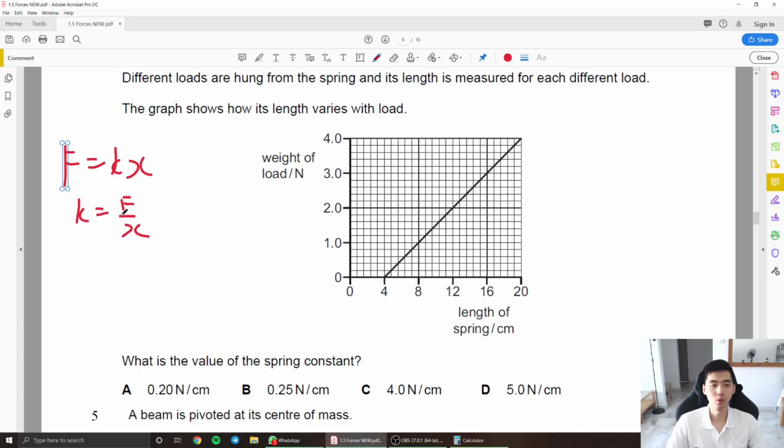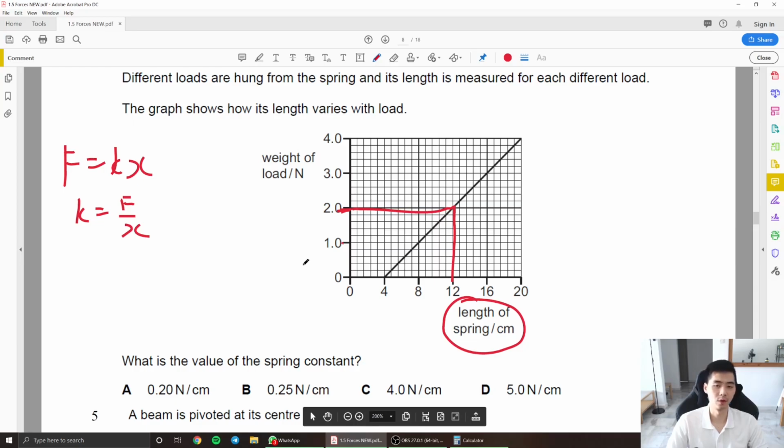Then spring constant K will be equal to F over X. From here, all I need to do is find the load, which is probably somewhere around here. I can use either one. I can use this or this or this. I think all of it will be the same. If I use this 2 newtons here, I need to find the extension. This is the length of the spring, guys. Don't straight away go like 2 divided by 12 and then you get some funny answer here. That is definitely not the case.